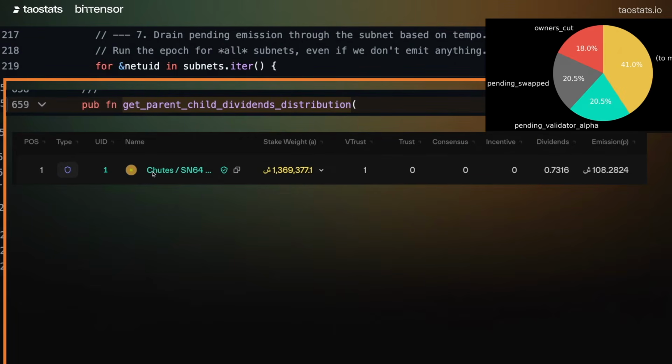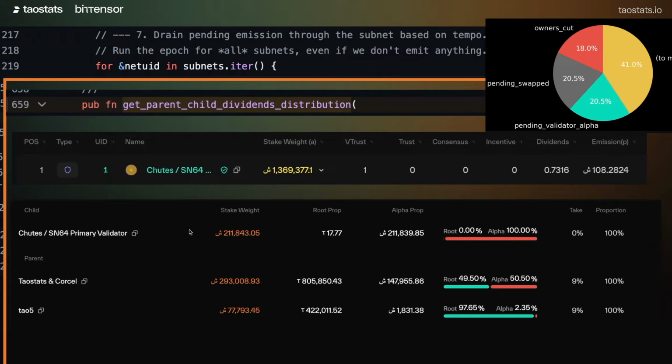So as you remember, we have a child hotkey, and then this is the family stake. This is all of the stake added up for the child and all the parents. And this is the dividends that is going to all of the parents and children, so we call it the family dividends. And so here is the child with their stake, and then the parents. I cut it off because there were a lot of them, but you can see how this works.